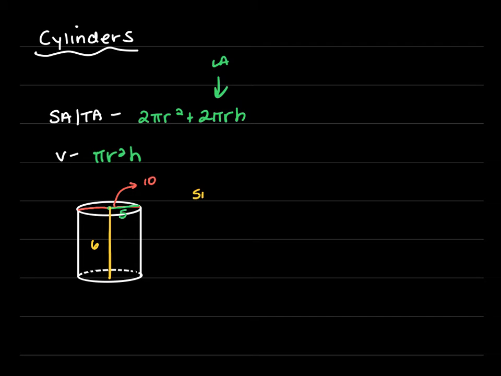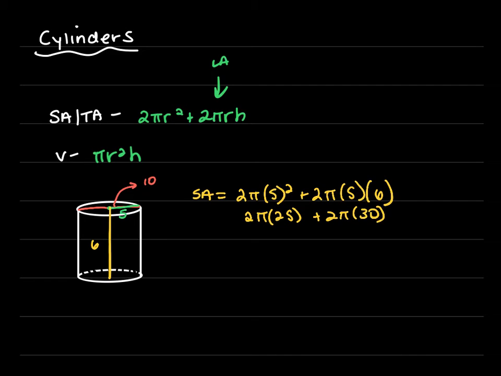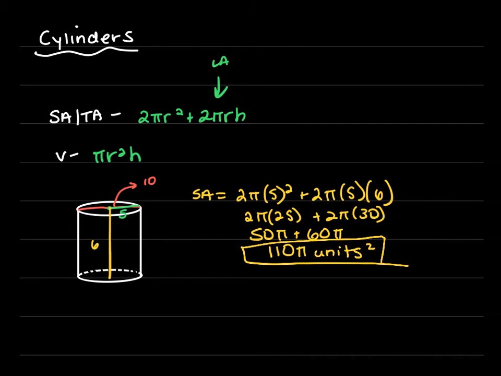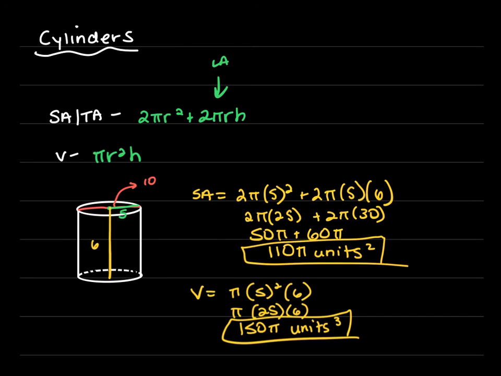So if that's the case, then surface area or total area would be 2 pi 5 squared plus 2 pi 5 times the height, which is 6. 2 pi 25 plus 2 pi times 30. And I get 50 pi plus 60 pi, or 110 pi. And again, it would be units squared for the area. And then volume, pi r squared h: pi 25 times 6, or 150 pi units cubed. So that's if it's kept in terms of pi.